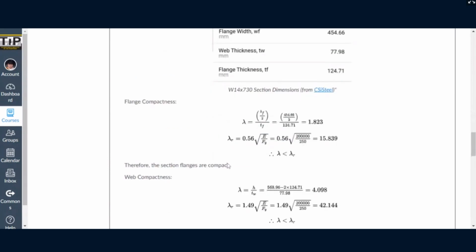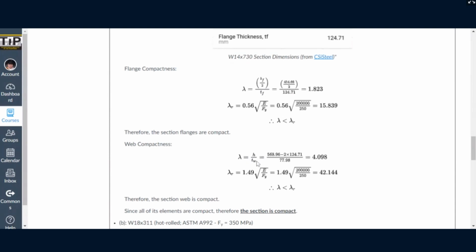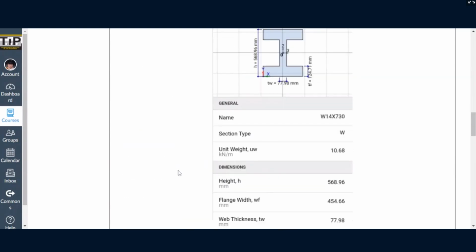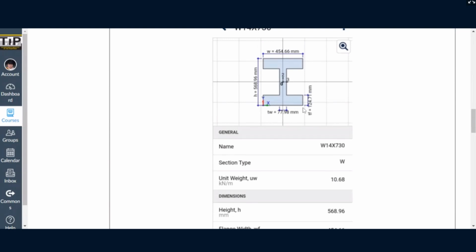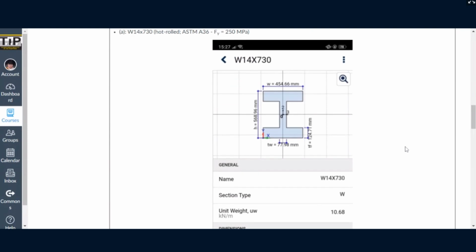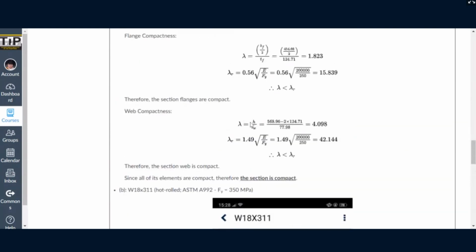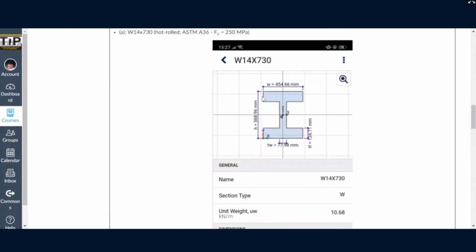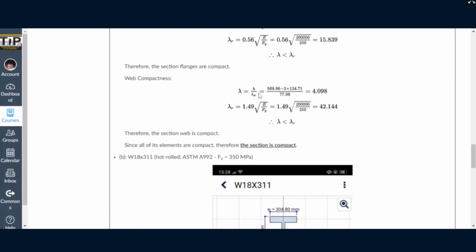So we also need to check the compactness of the web. Here, this is supposed to be the capital T in the ASEP handbook. However, the problem here is we do not have this dimension in the CSI steel. So if, for example, you have no handbook and cannot find the dimension capital T, how do you approximate this dimension? Okay? So what I did is, you have the depth of the section, I just subtract the two flange thicknesses. So I get this dimension. Right? So I can use that for this. That's why I did this. But if you have the ASEP handbook, we just use the capital T value. Just substitute it here. No need to add or subtract anything. That is if you have a handbook. But if you don't, you may use this one.